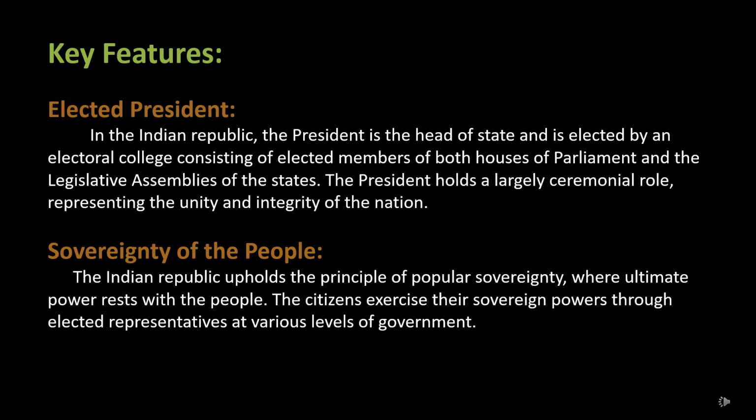Sovereignty of the people. The Indian Republic upholds the principle of popular sovereignty, where ultimate power rests with the people. The citizens exercise their sovereign powers through elected representatives at various levels of government.